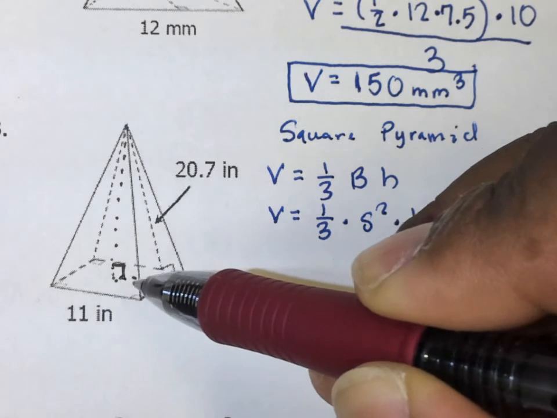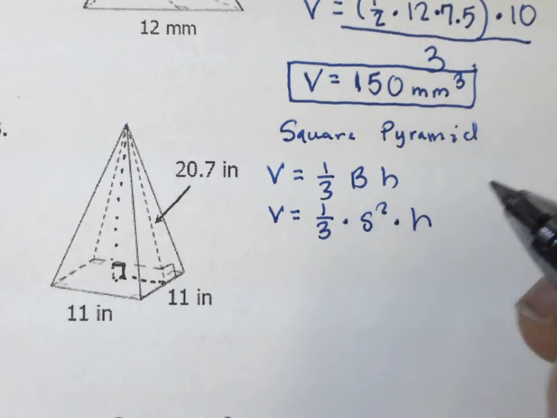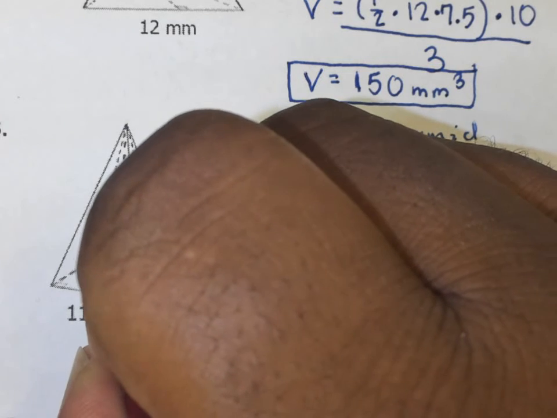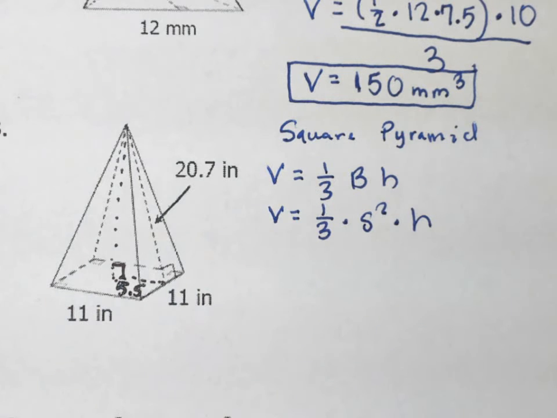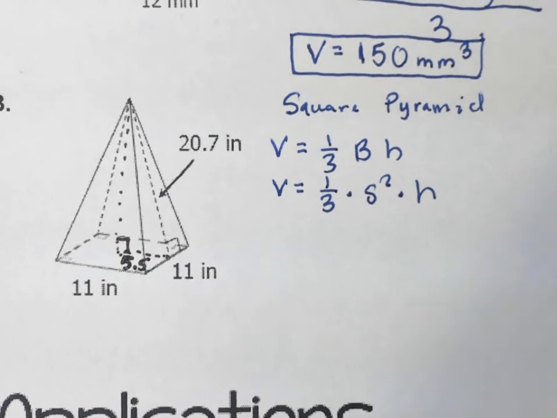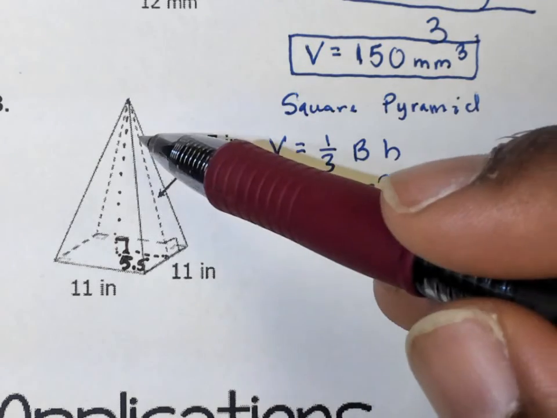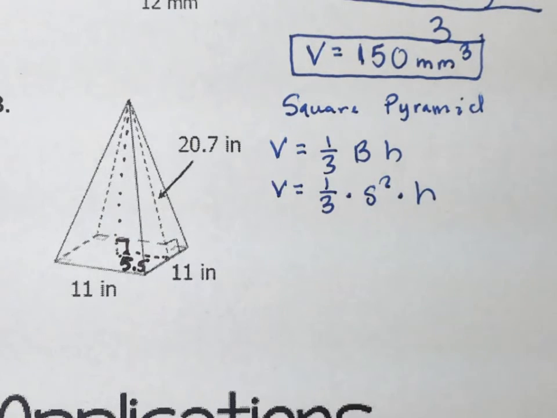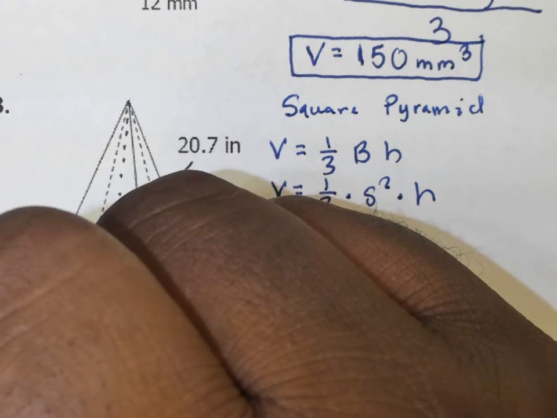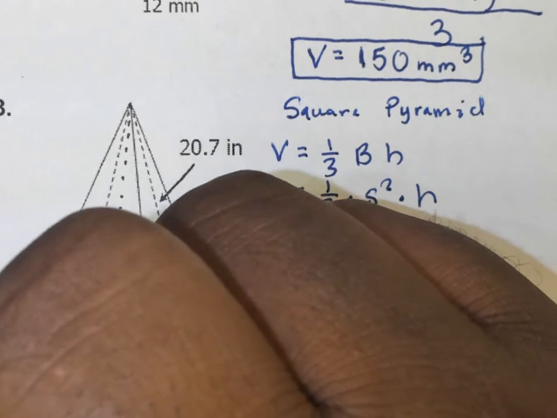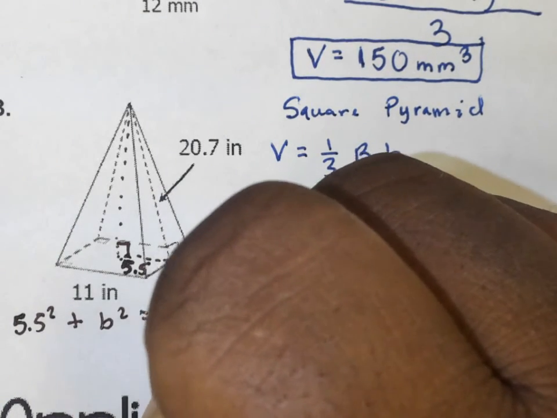From the middle of this pyramid to this side over here, what's that distance? Thank you, sir. 5.5. From the middle to the side. So 5.5 right there. That's going to help us set up. Y'all know 20.7 is which letter in the Pythagorean? That's my hypotenuse, right? So set up 5.5 squared plus b squared equals 20.7 squared.